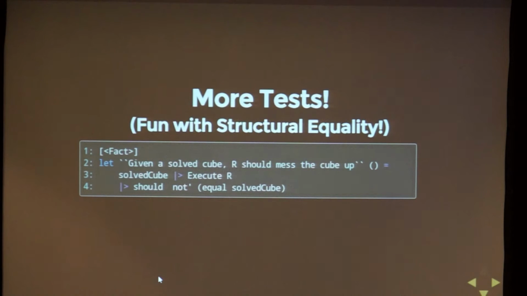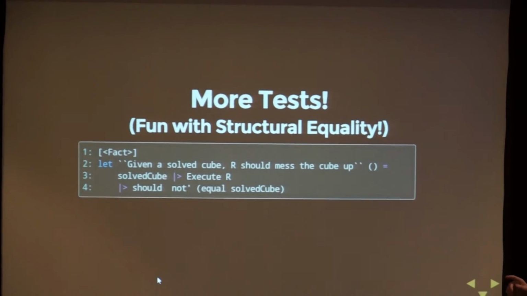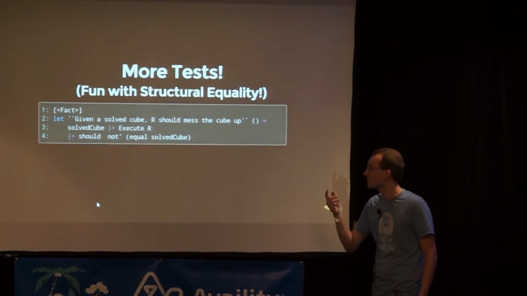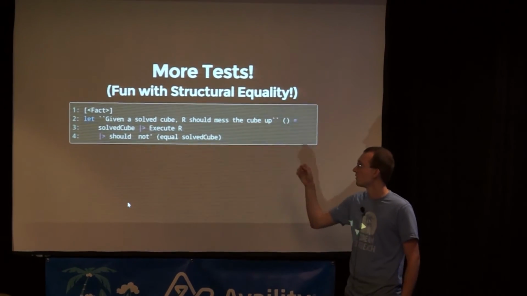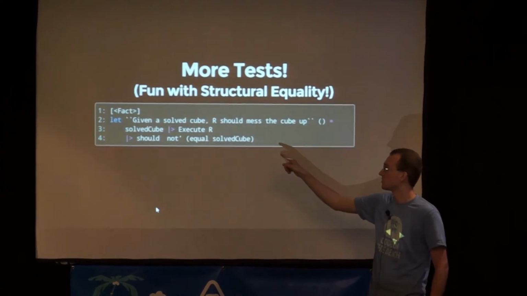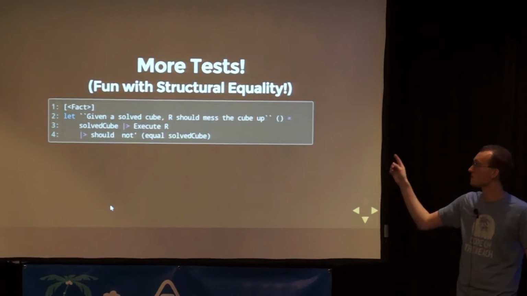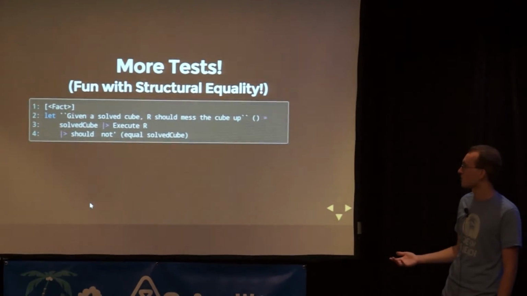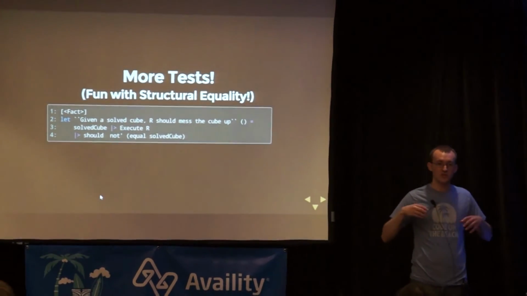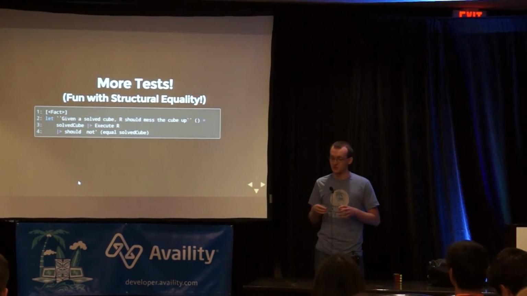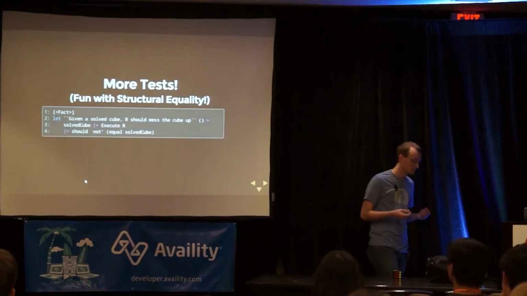Cool. So more tests. I want to have a little bit more fun with structural equality. If I apply the move R to a solved cube, it should not equal a solved cube. And this is another nice feature of FsUnit. This unit test is very legible, I think. I take a solved cube, I execute something onto it, and it should not equal a solved cube. That's very legible, so thank you, FsUnit. And again, we have the nice naming convention: given a solved cube, R should mess the cube up. It'll check all the internals, all those inner arrays, at runtime of this test, and make sure that the internals are not the same, rather than just checking the reference.